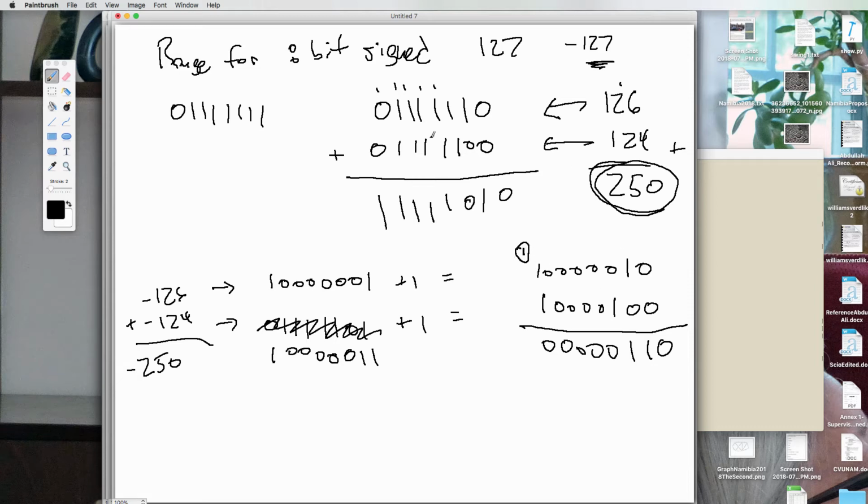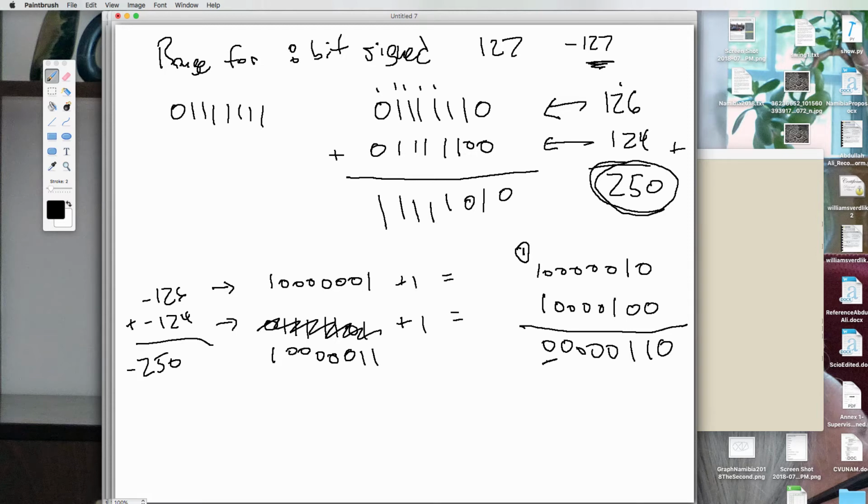But here you see the same sort of problem as before. I am adding two negative numbers, and I'm apparently getting a positive number. It's just the opposite problem of over here. Well, what's the problem? Some people refer to this as an overflow and they call this an underflow. I tend to call them both overflows.